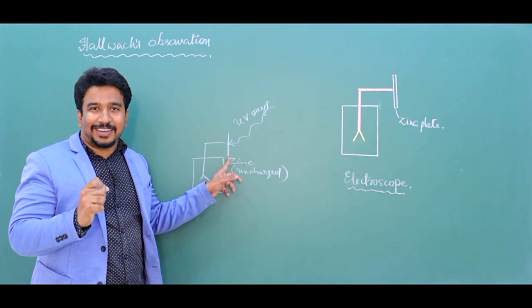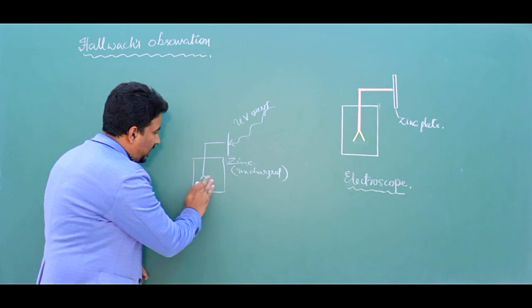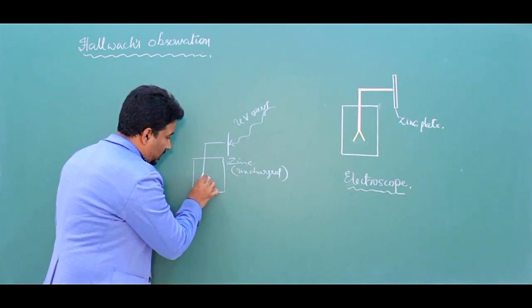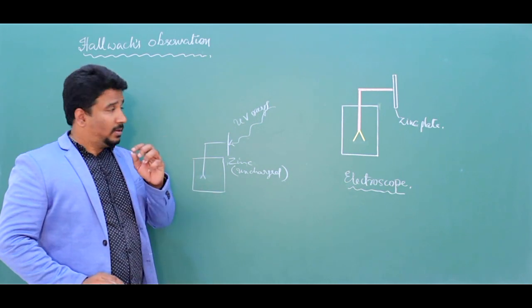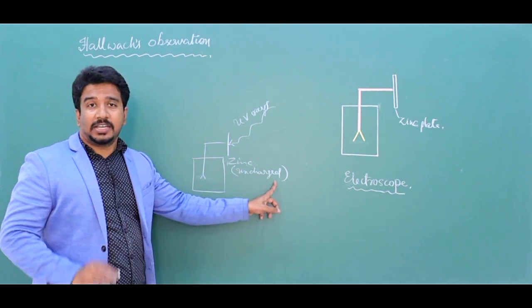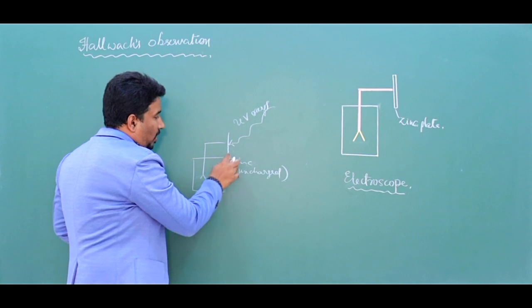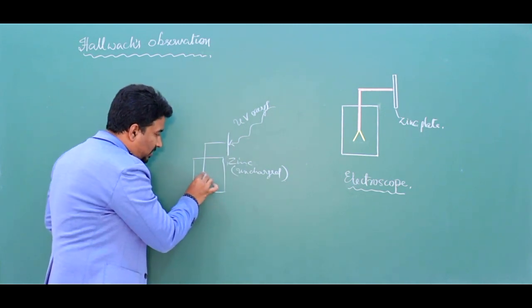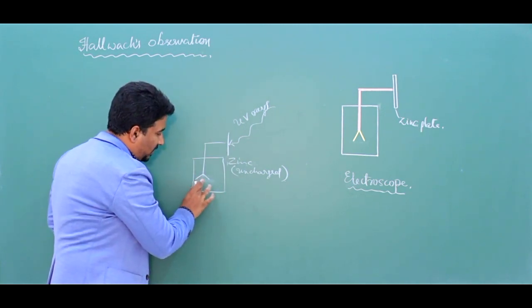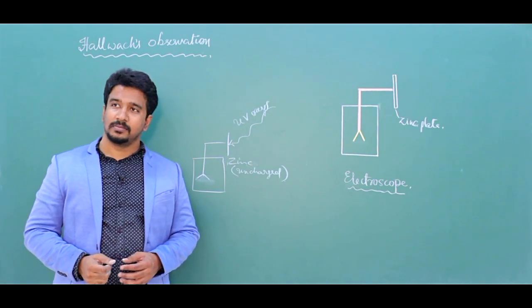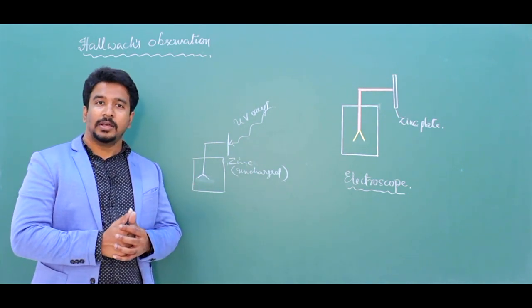When UV rays fall on the zinc plate, what happened? Now there is a deflection here. Initially it was like this. There is a zinc plate which is uncharged. Uncharged means there is no charge on it. So when the UV rays fall on the plate, what happens? The deflection increased. Why is there a deflection? There should be charge flown to the leaves.